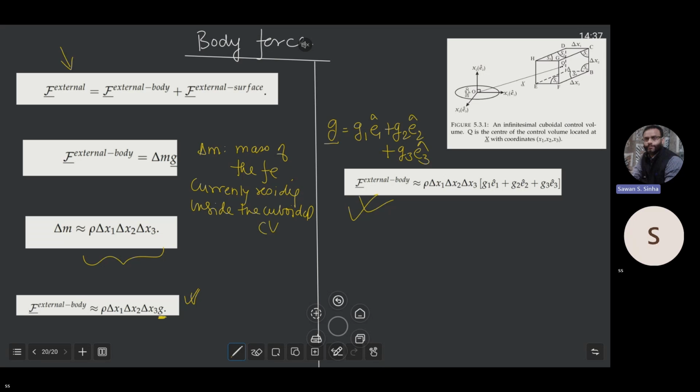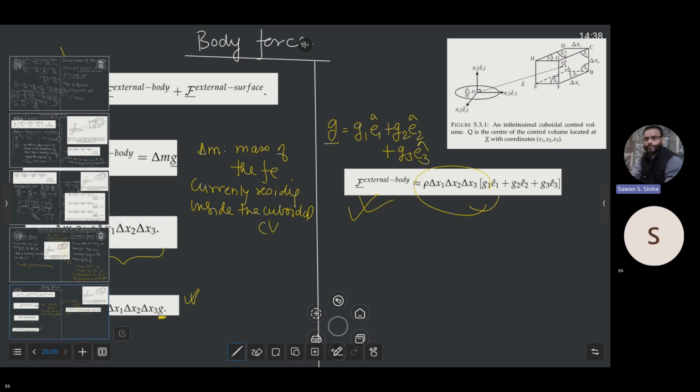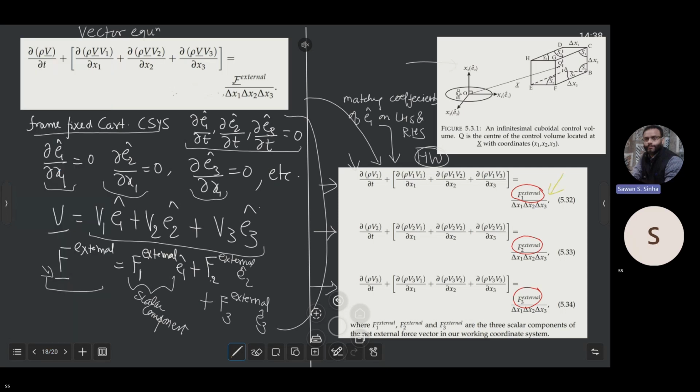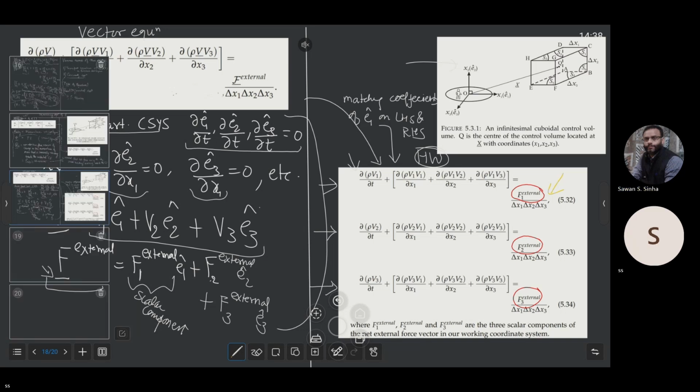Now we will take out this part and that part, so we can go back and put it in this equation. The 1 component will come in the first equation, the 2 in the second, the 3 in the third. But that is only about body force. Now let's talk about surface forces.